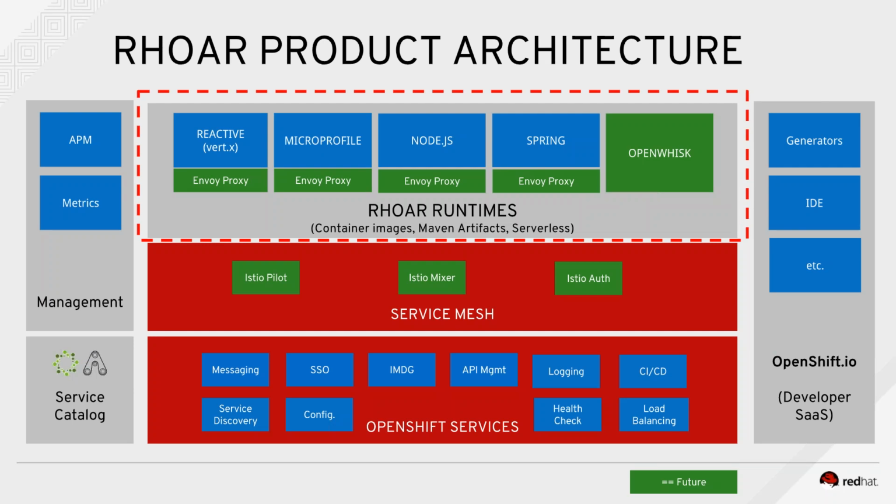So the RHOAR runtimes sit just above the application infrastructure and services layer that you can see here in this product architecture diagram. RHOAR provides the raw runtimes to run business logic like Vert.x, MicroProfile, Node.js, and Spring. We'll get into more details on these in a moment. It also integrates with both the developer tooling that sits on the right, as well as the underlying OpenShift services underneath. So this architecture allows developers to concentrate primarily on the business logic of the application, which is really the only component that brings true business value, and not worry so much about the operational aspects of the production applications.